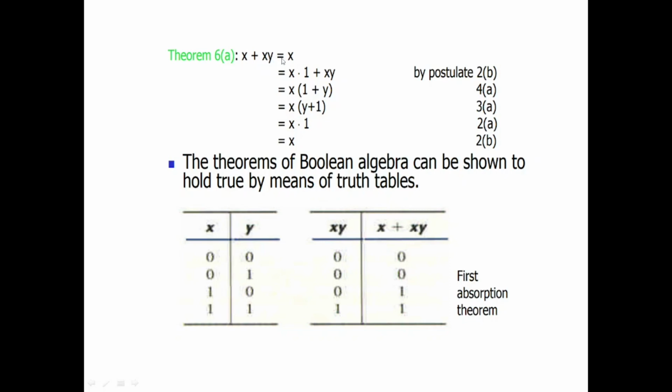Next we have the proof for theorem 6a, that is the absorption theorem. x plus xy is equal to x. So here we are considering the LHS. LHS is x plus xy and the RHS is x. By considering the LHS, we are going to prove the RHS.